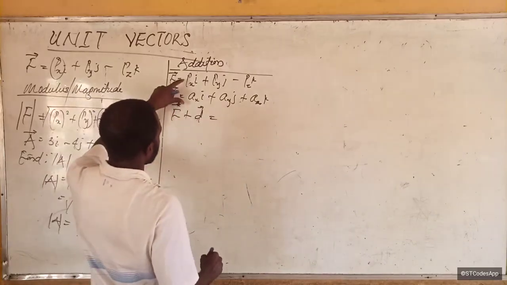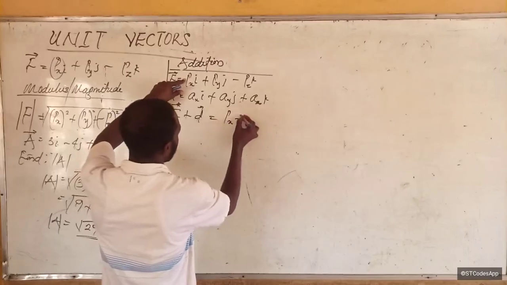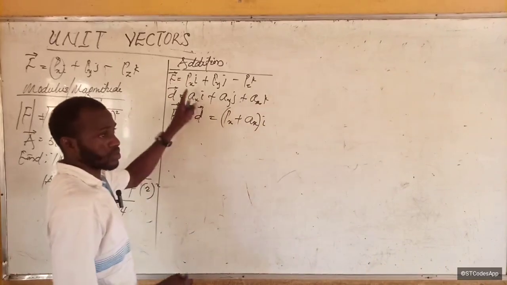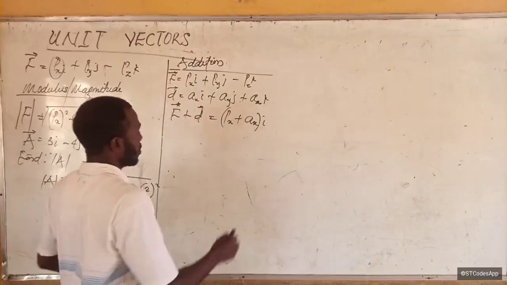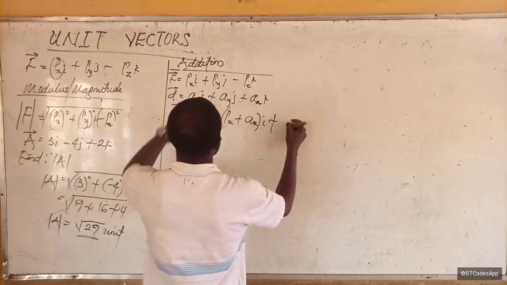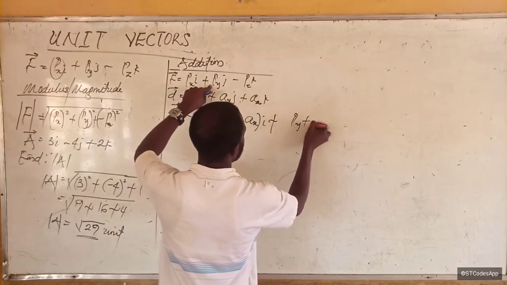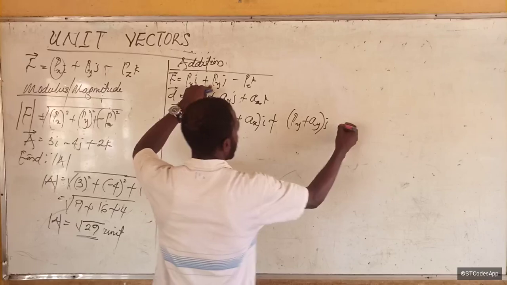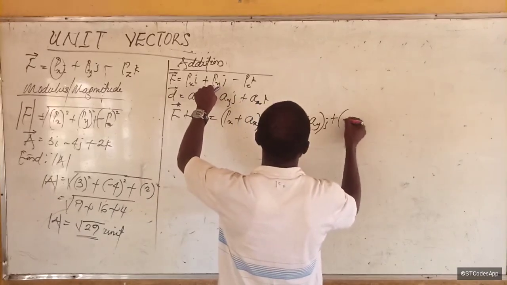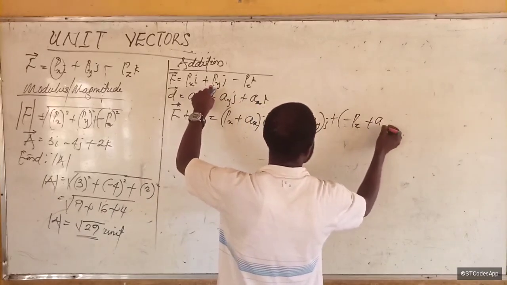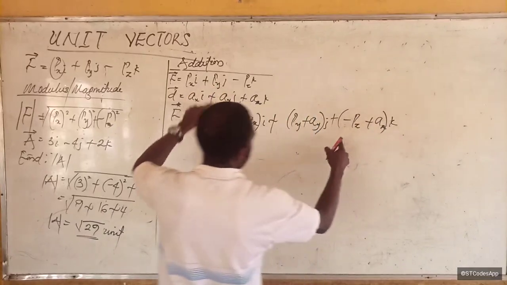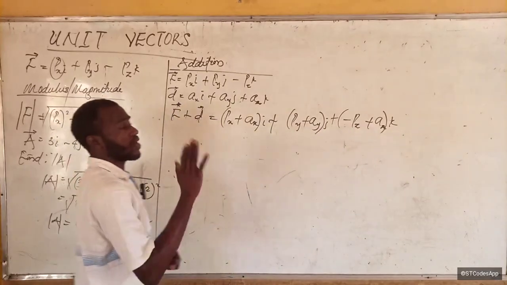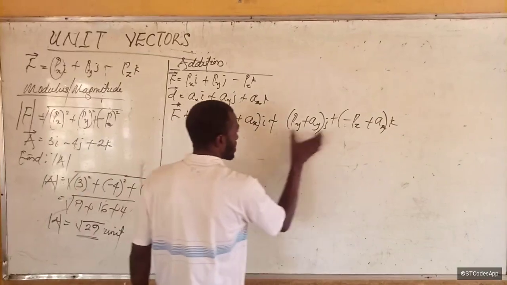So if you wanted to add, this will become p sub x plus a sub x, because they both have i in common, so they both point in the i direction. Then plus p sub y plus a sub y, that both point in the j direction, and plus minus p sub z plus a sub z, that both point in the k direction. That becomes a sub z minus p sub z. Now, what I'm saying essentially is that you add entities that are alike.